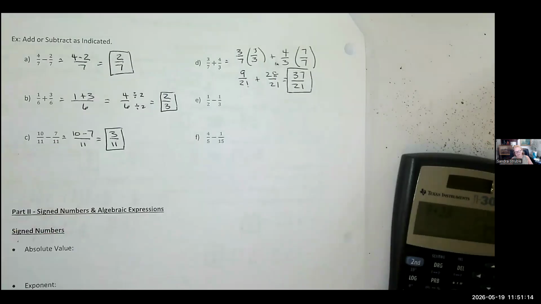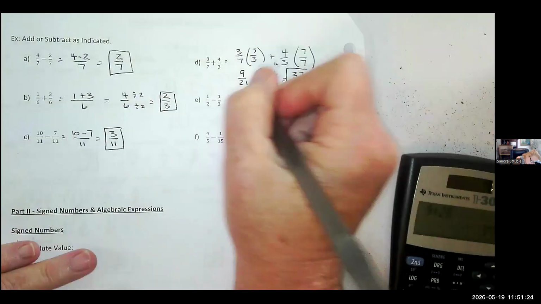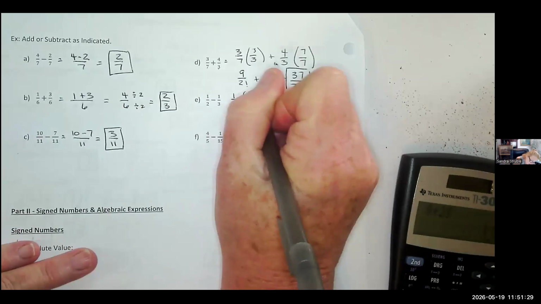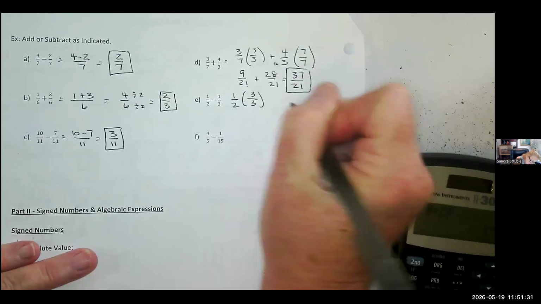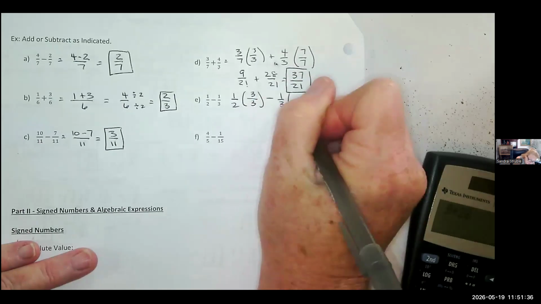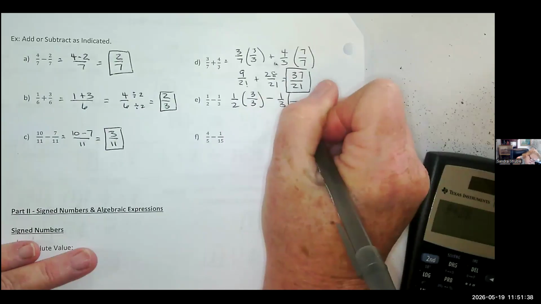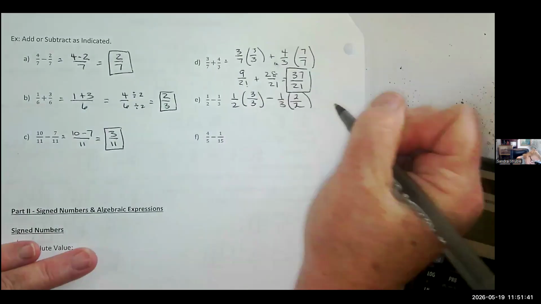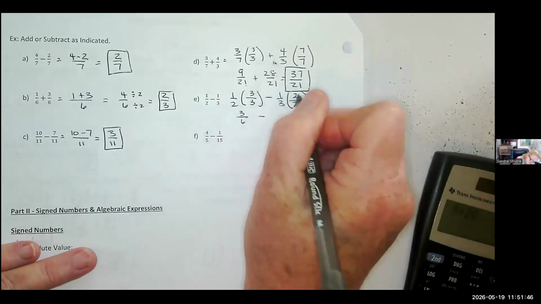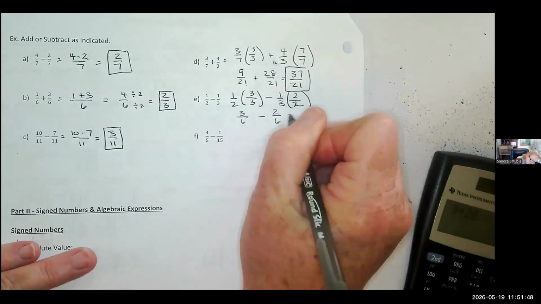Pause the video, attempt the next one yourself. 1/2 minus 1/3. What's the common denominator? Well, in this case, it has to be 6. So 1/2, in order for 2 to become 6, I need to multiply it by 3. So I need to multiply it by 3 over 3. Minus 1/3. I need the denominator to become 6, so I have to multiply it by 2. So 2 over 2. 1 times 3 is 3 over 6, minus 1 times 2 is 2 over 6. 3 minus 2 is 1 over 6.